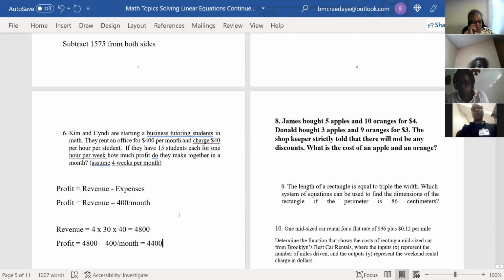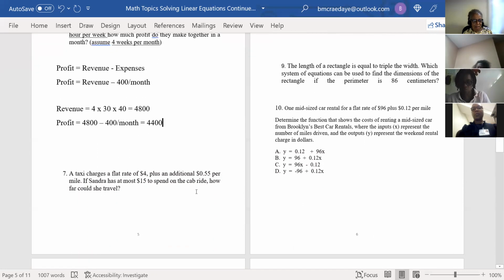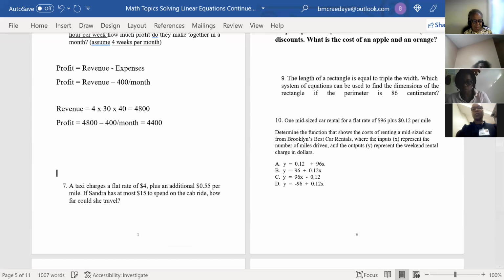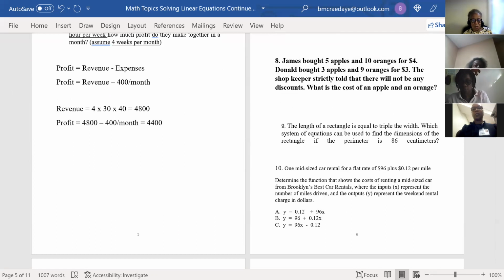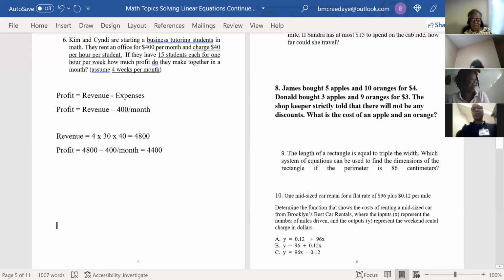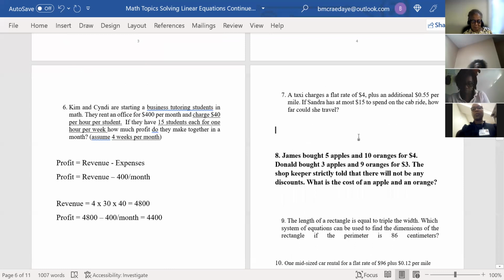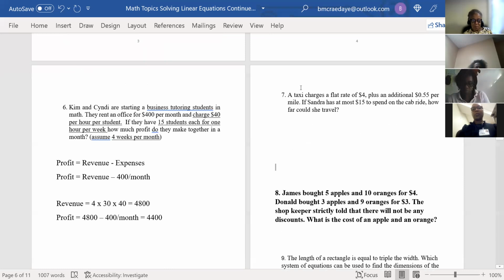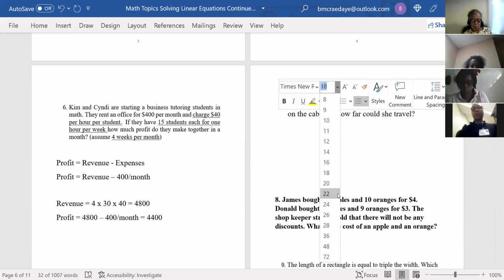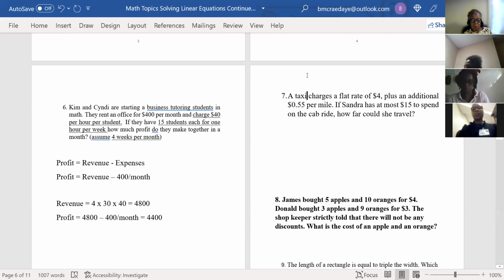All right. Any questions on number 6? All right, let's go to number 7. And this one, I want you to solve, because that's one of your y equals mx plus b. Okay. Let me make this bigger. The taxi cab.